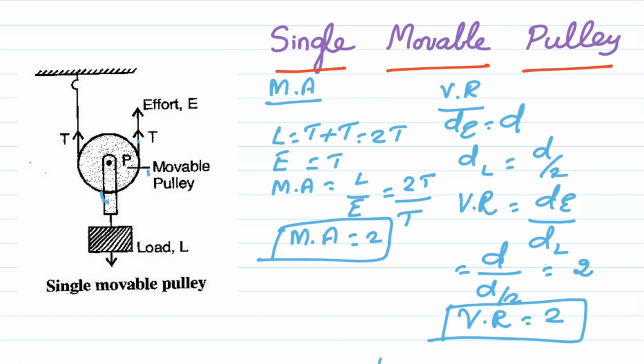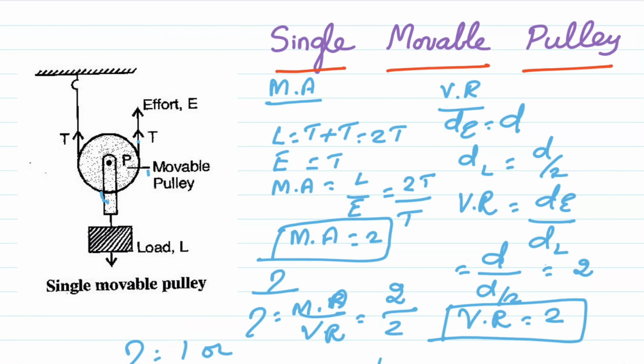Next, efficiency. The efficiency is equal to mechanical advantage by velocity ratio. Here we have calculated the mechanical advantage as 2 and the velocity ratio as 2. So, the efficiency of this single mobile pulley is 1 or 100%.